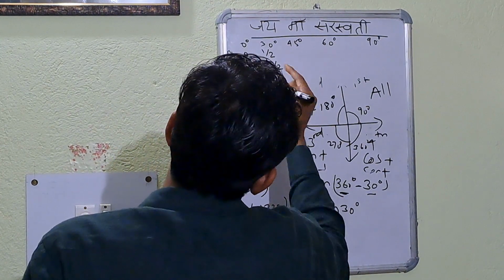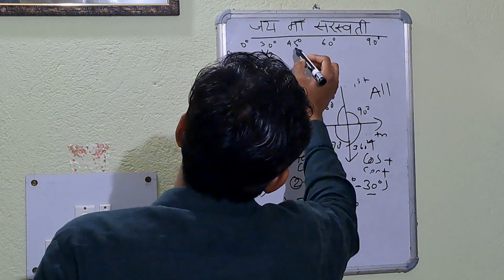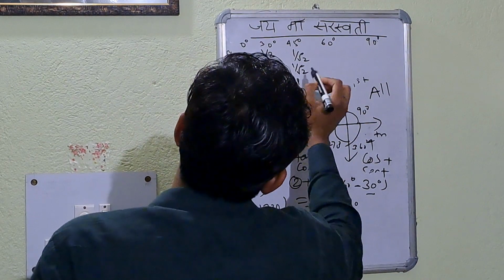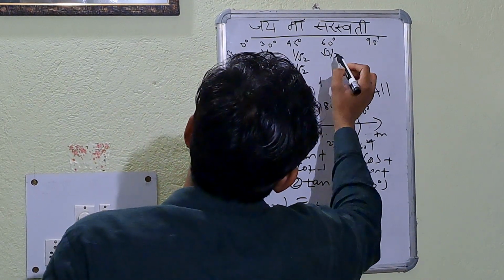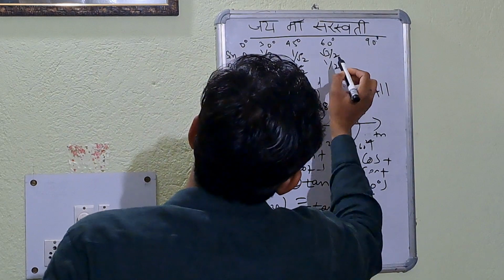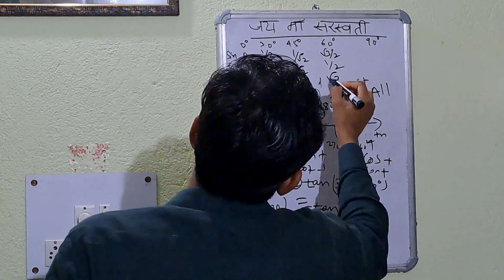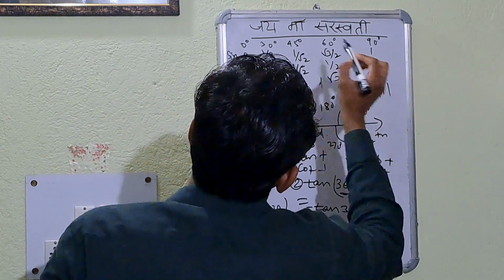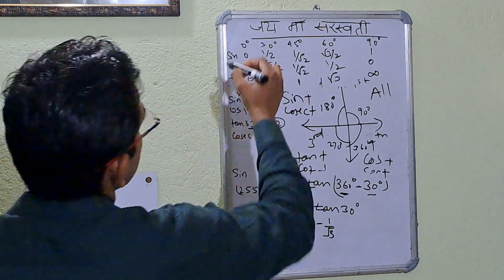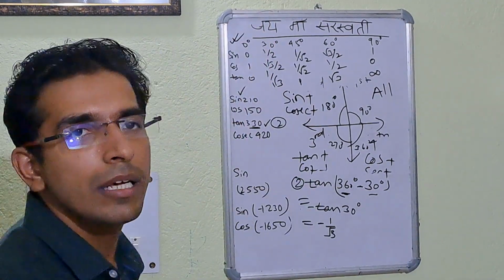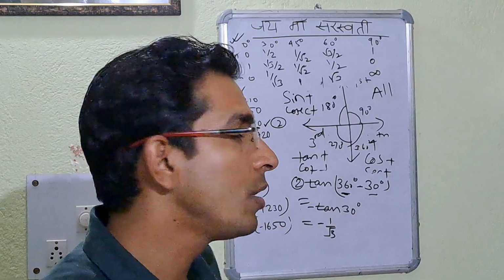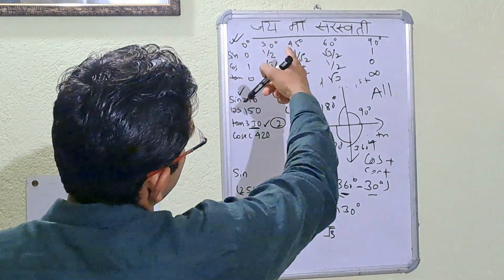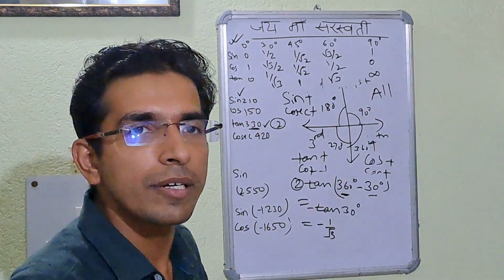So tan 30 will be sine by cos, that is 1 by root 3. Sin 45 is 1 by root 2, cos 45 is 1 by root 2, tan 45 is 1. Sin 60 is root 3 by 2, cos 60 is 1 by 2, so tan 60 is root 3. Sin 90 is 1, cos 90 is 0, so tan 90 is undefined. This is the table which we had already learned in our basic classes, and we will be taking the help of this table in order to calculate the values.